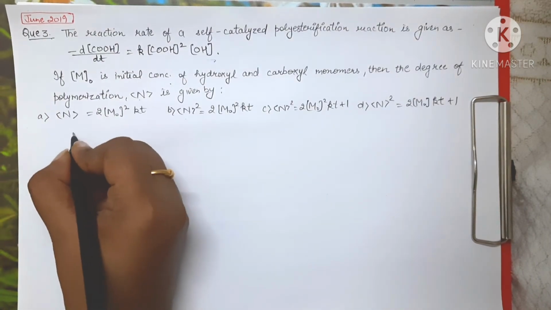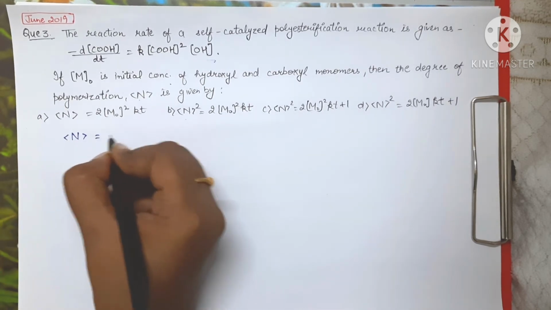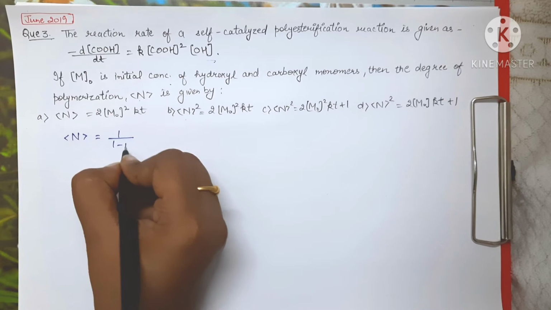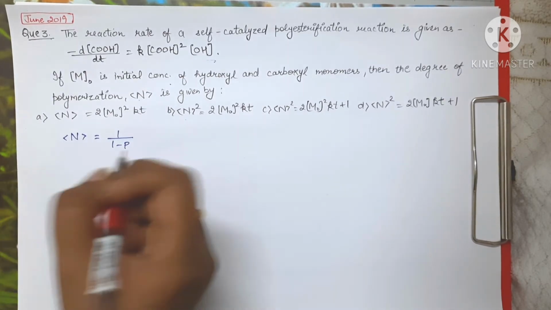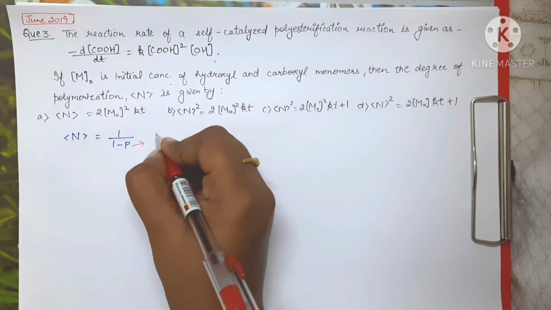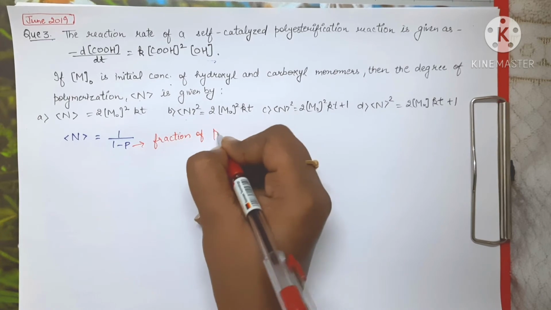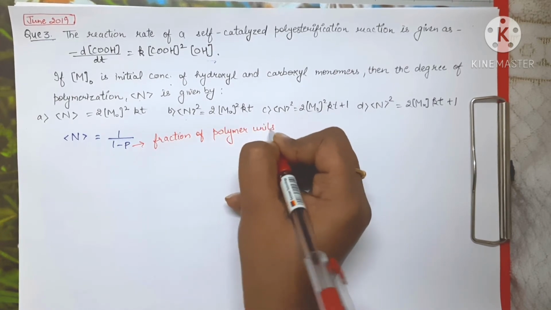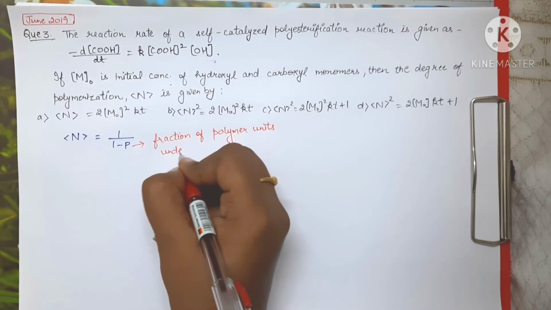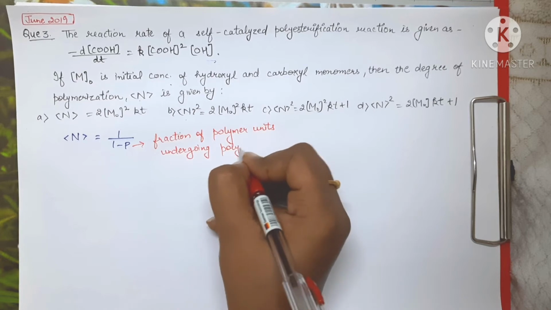So you should know the formula for degree of polymerization, that is equal to 1 upon 1 minus P. Here P, capital P, represents the fraction of polymer units undergoing polymerization process.